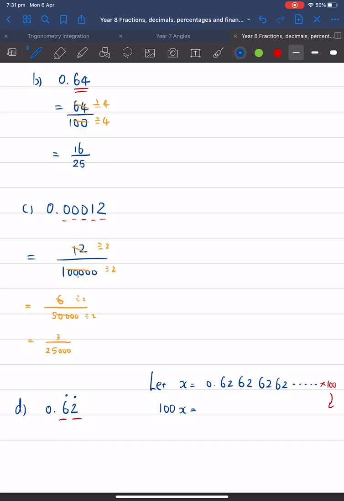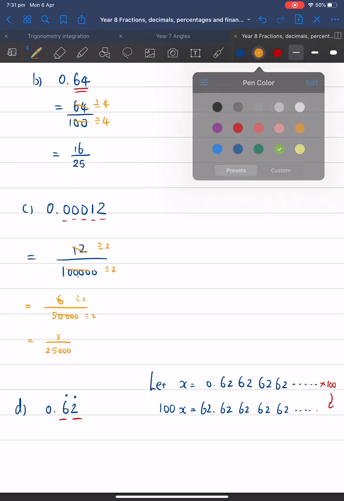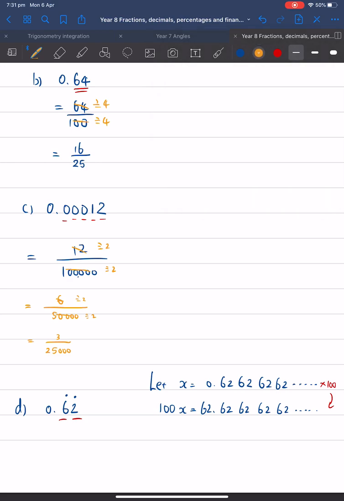And then what do you get? You get 62.626262 dot after you times everything by 100. Now, hopefully you can see from here that if we subtract x from 100x, then 100x minus x is equal to 99x, right? We've got 99x. So if we do this subtraction, we can subtract 62.626262 by 0.626262 and goes on.